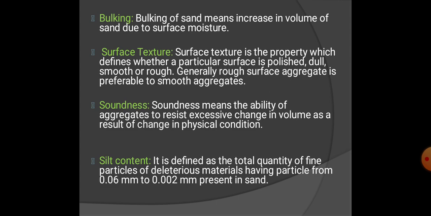The next is soundness. This refers to expansion and contraction of aggregate when subjected to temperature variations, for example hot temperature and cool temperature. So from this temperature variation, expansion and contraction is formed in concrete. Then a good sound aggregate is one that shows minimum expansion or contraction under changing temperature. Okay. The next point is bulking.